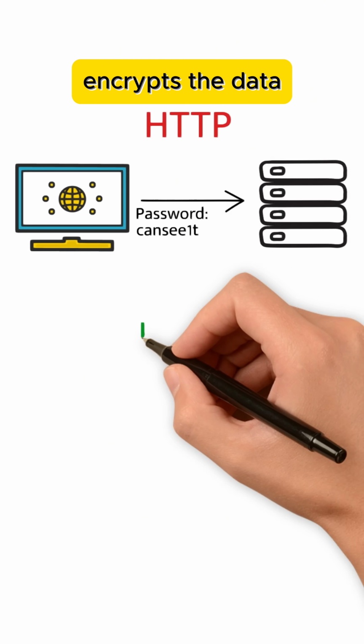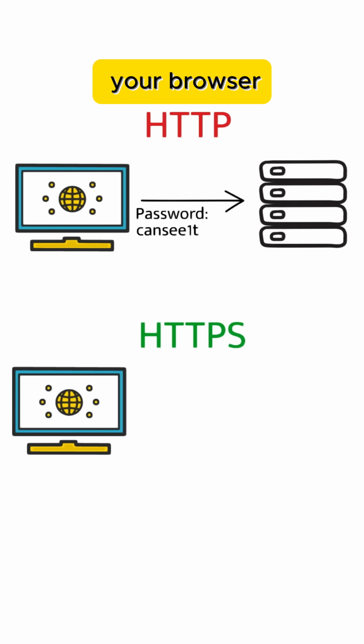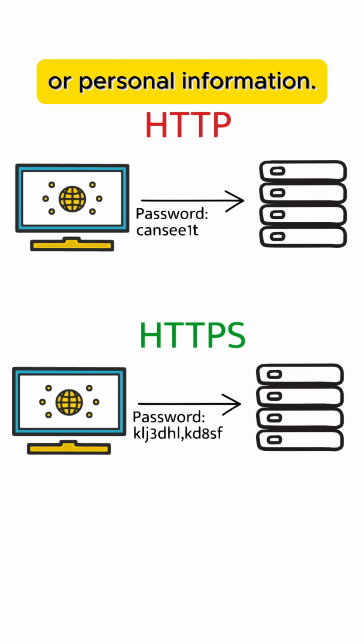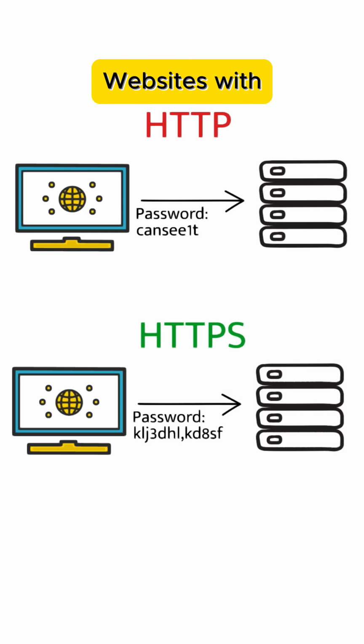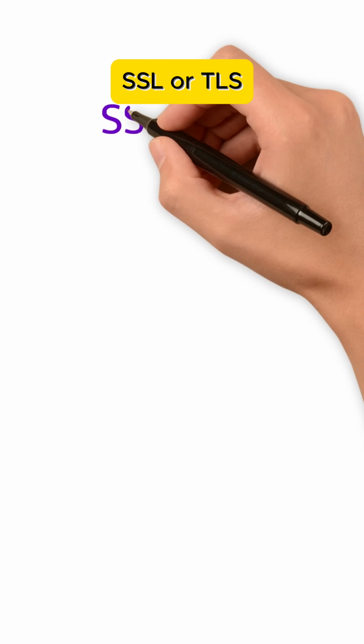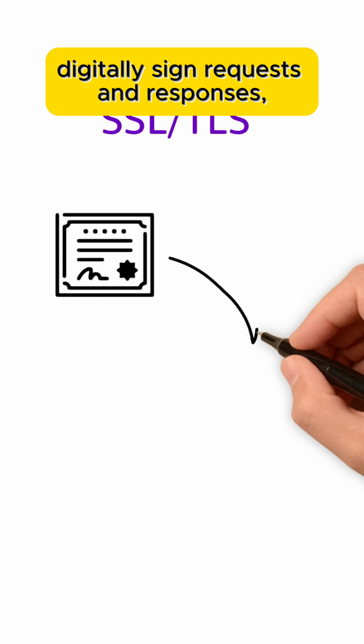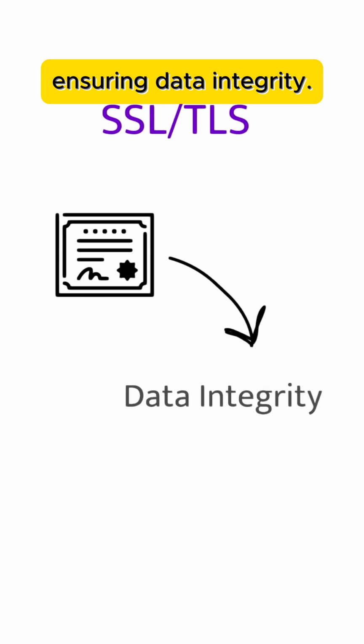HTTPS encrypts the data exchanged between your browser and the server, preventing hackers from stealing passwords or personal information. Websites with HTTPS use SSL or TLS to encrypt and digitally sign requests and responses, ensuring data integrity.